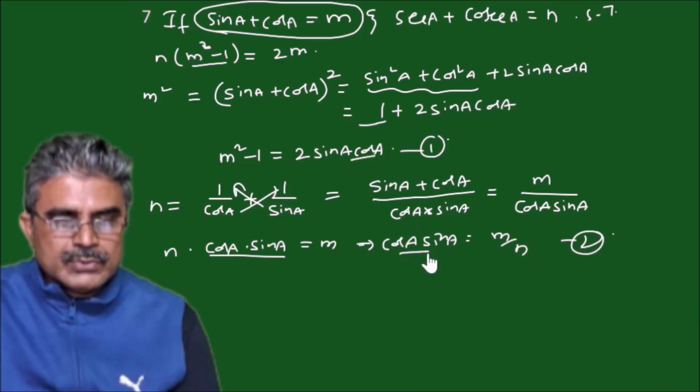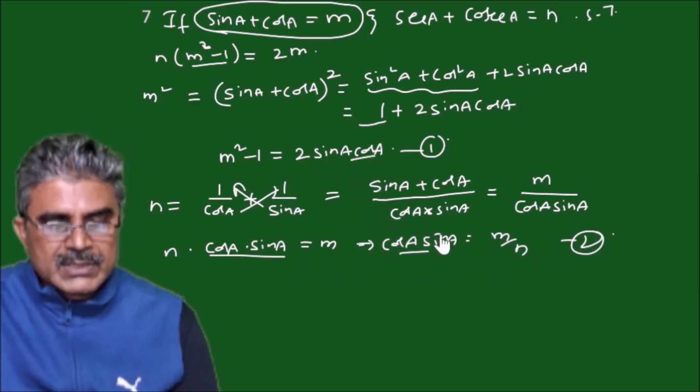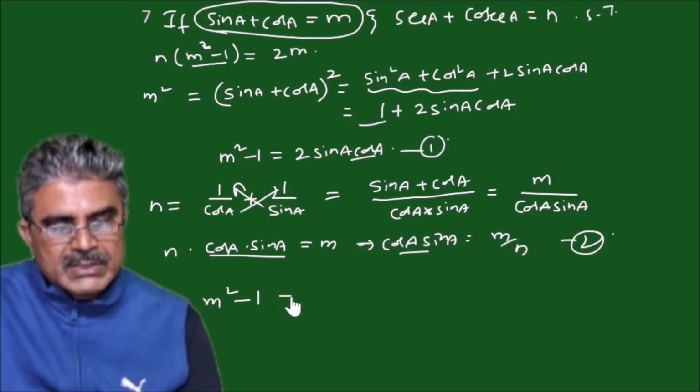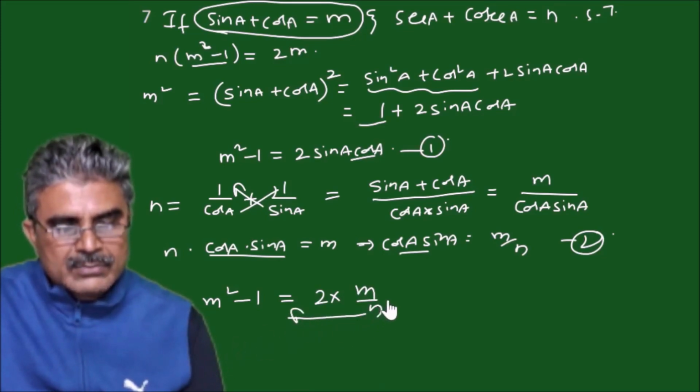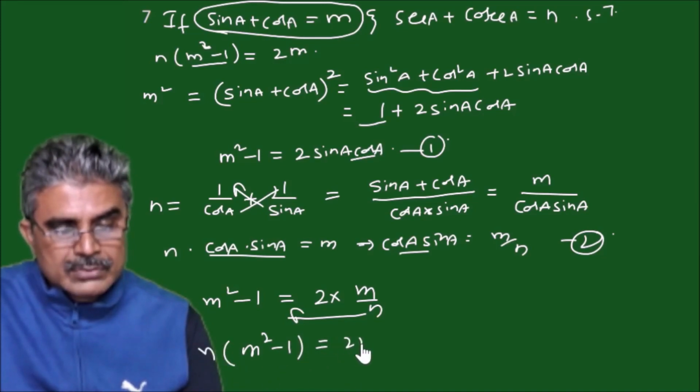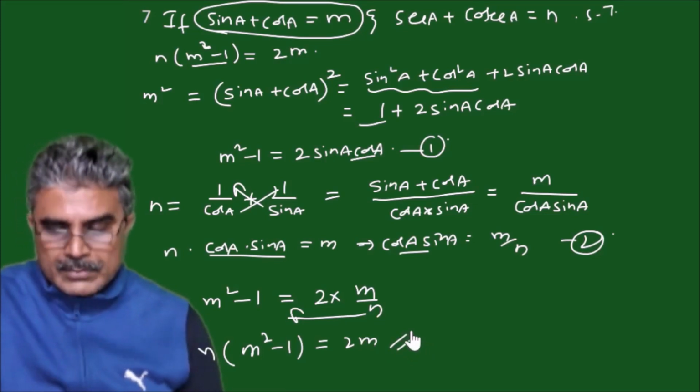So from 1 and 2, instead of sin a and cos a, I can keep m by n here. So you have m square minus 1 is equal to 2 into m by n. Bring this n to that side, it is in denominator, there it will be multiplied with m square minus 1. So m square minus 1 into n is equal to 2m. That is what we need to prove.